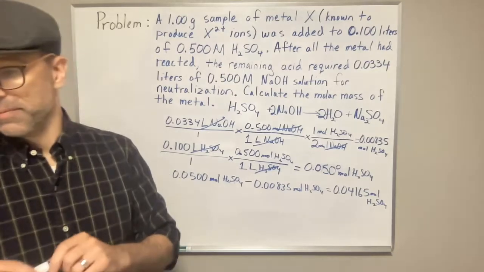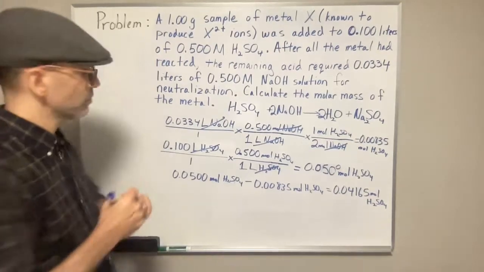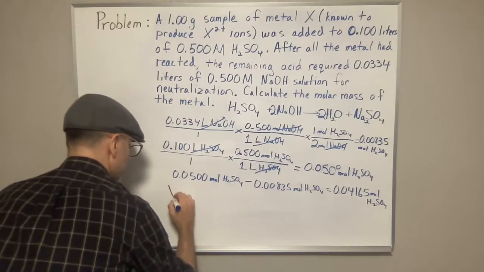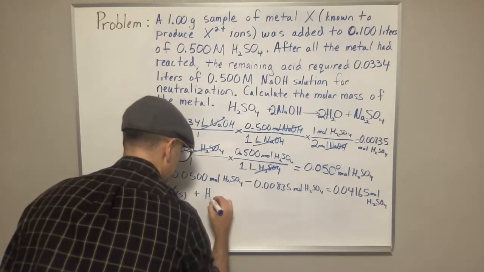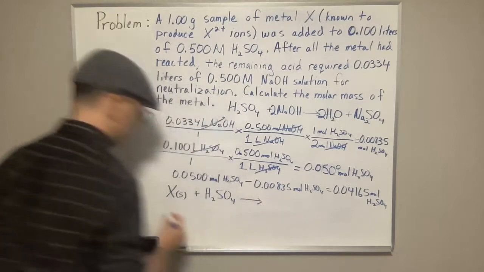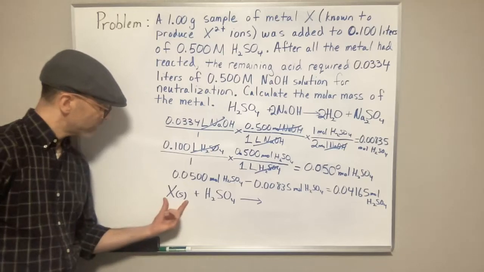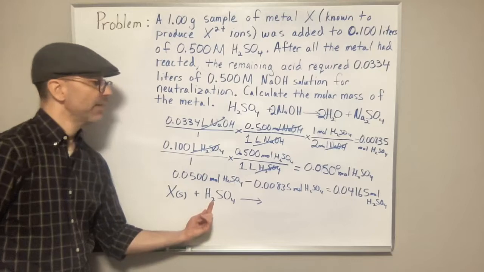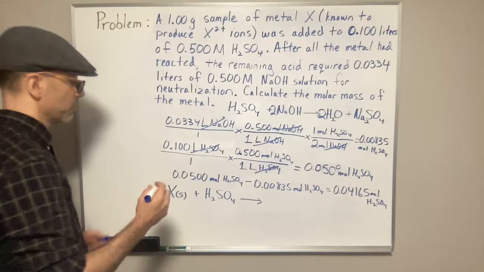So with that, since I know I have X, right? So I'm going to take my X metal, solid X, plus H2SO4, and this is going to be a single placement reaction. So the X is going to react, so it's going to push out the hydrogen, and so I will get hydrogen gas forming from this.